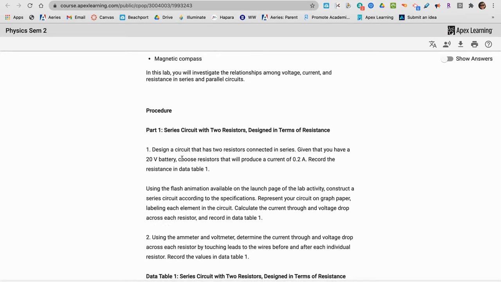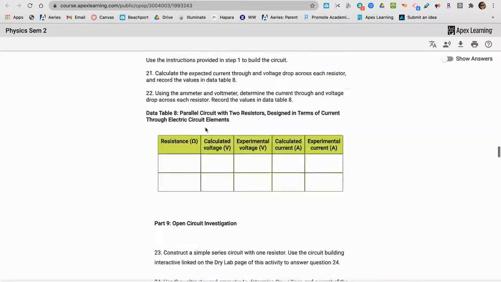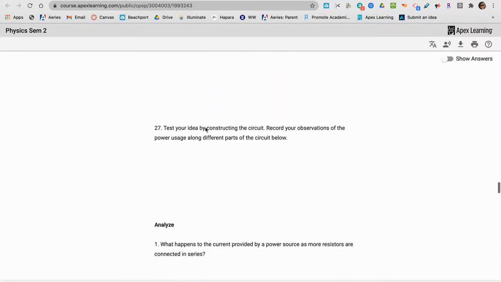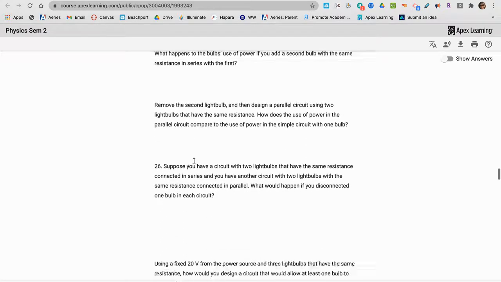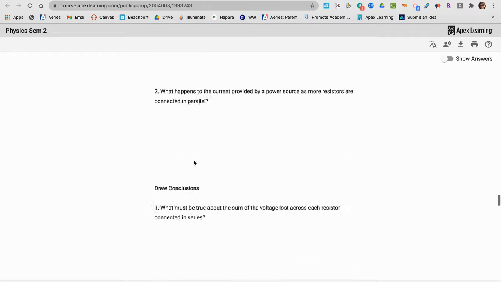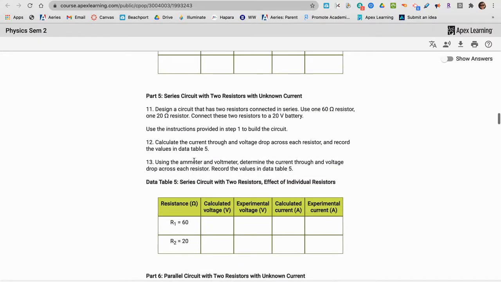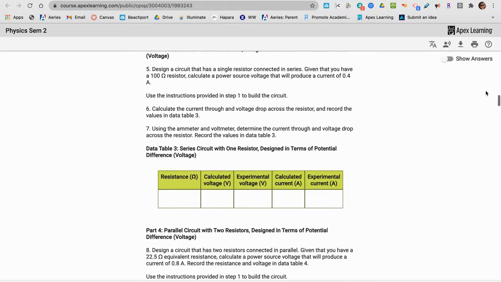Okay, so this lab actually has many parts. I'm going to scroll down really quick to show you all the way to the end. You're doing 10 parts, but they're not difficult. And then you've got some analysis and some conclusion questions to answer. So all I'm going to do today is just walk you through how you're going to collect your data.